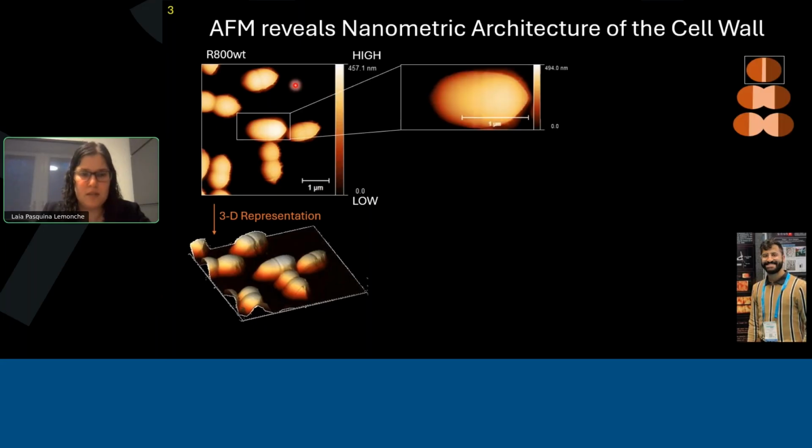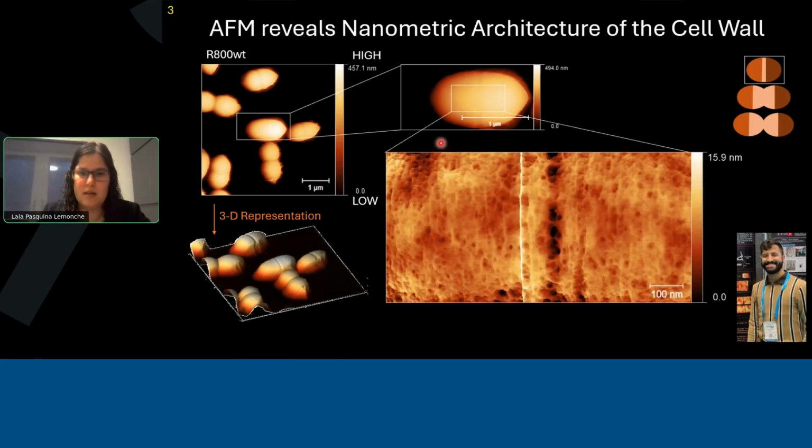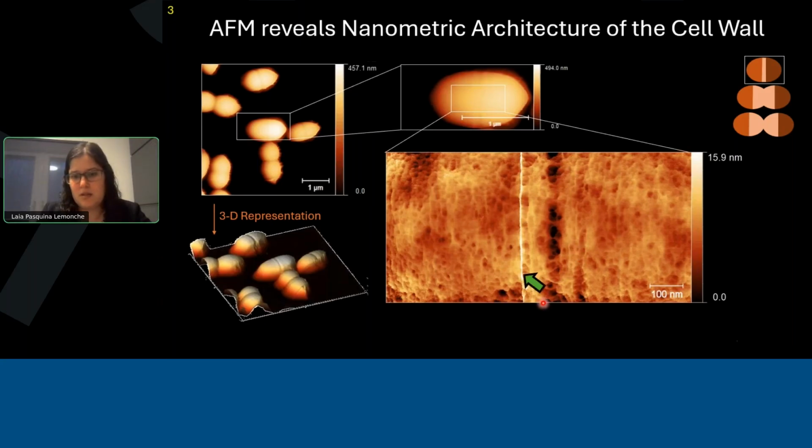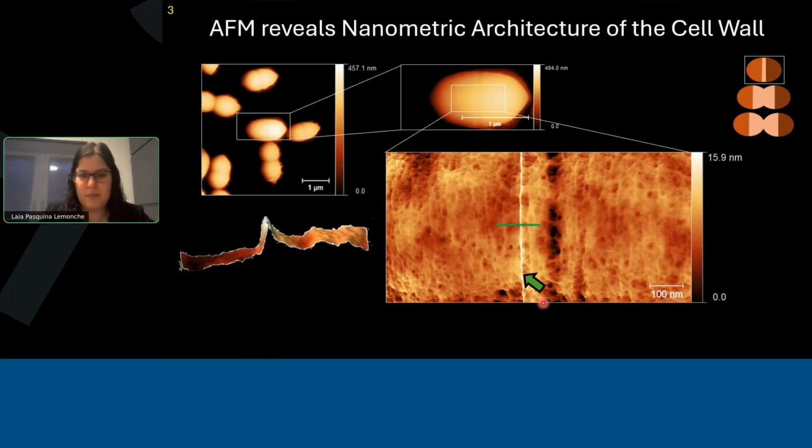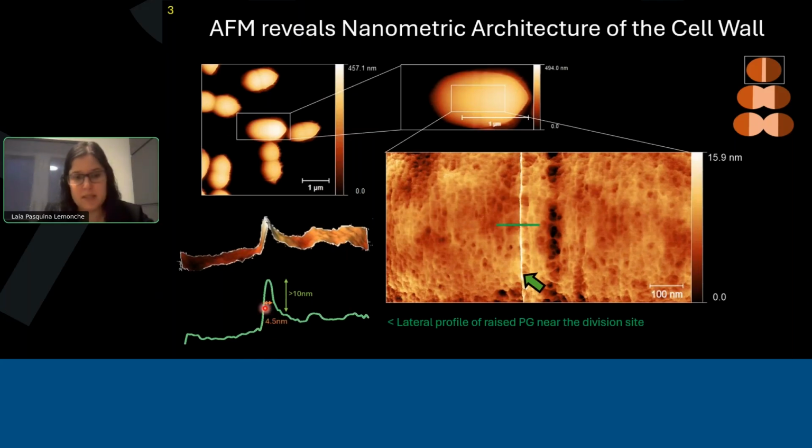So once you have your bacteria cells on the surface, this is how they look in 3D. And if you zoom in on one cell, again, this is all in PeakForce with the FastScan, you can see that there is the division site here in the middle. But then Nish discovered that there is also this other feature, which is a very tiny raised band that we didn't know about before. So if you do a 3D profile, you can see that it is very sharp, and we can measure it with accuracy to 4.5 nanometers wide and 10 nanometers high.